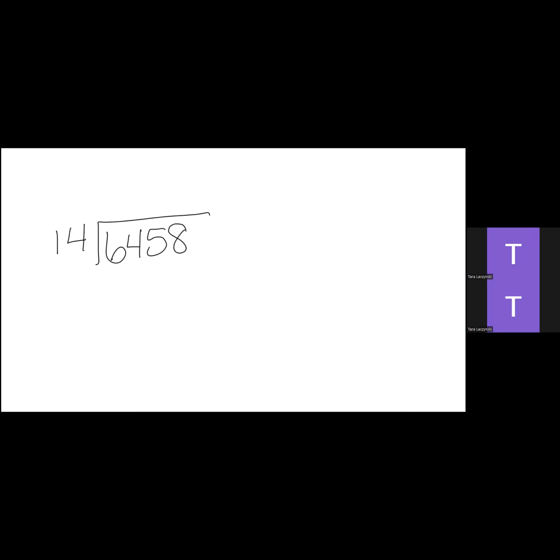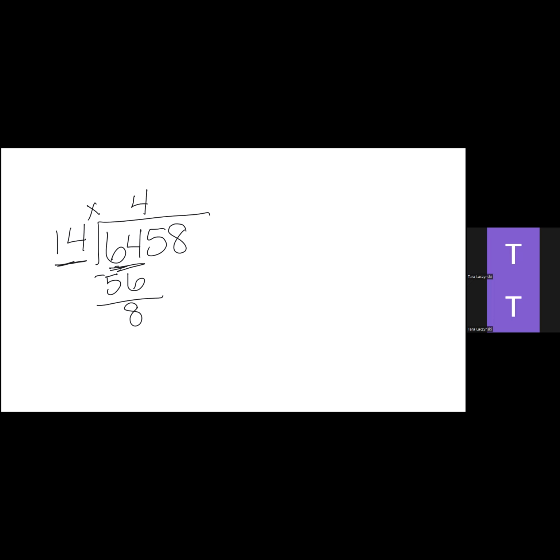So now we're doing 14 into 6,458. Does 14 go into 6? No. Does 14 go into 64? Yes, 4 times. I multiply 4 times 14 gives me 56. I subtract 64, take away 56, leaves me with 8.